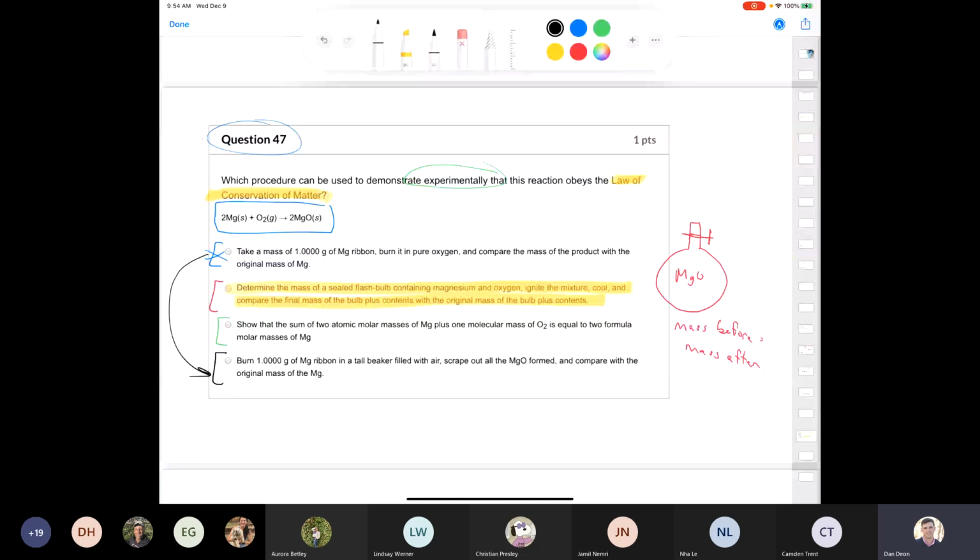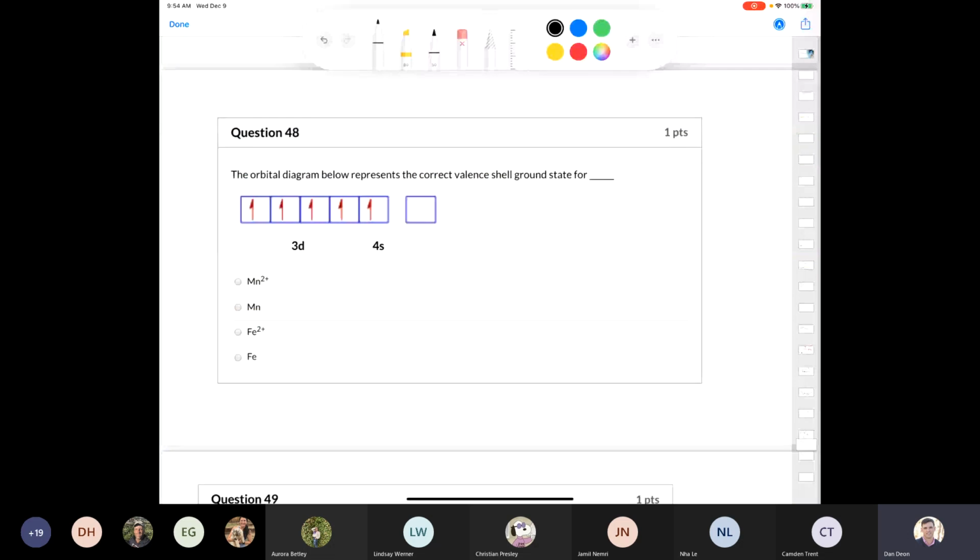Let's move on to question number 48. The orbital diagram represents the correct valence shell ground state for, so we've got 3d5. Okay, so whatever we have here is going to be argon 3d5, like this. Now, what are the possibilities for argon 3d5? Let's look at all these. If we have magnesium, or sorry, manganese 2+, manganese is element number 25.